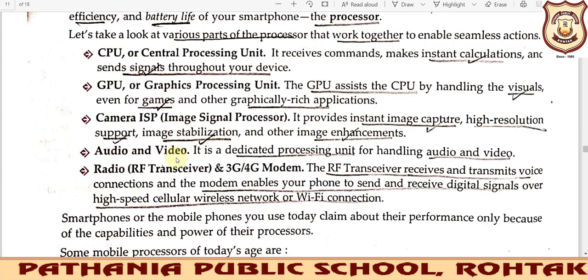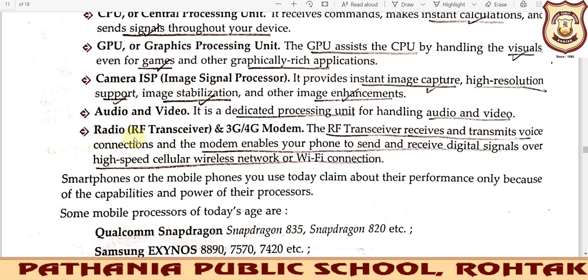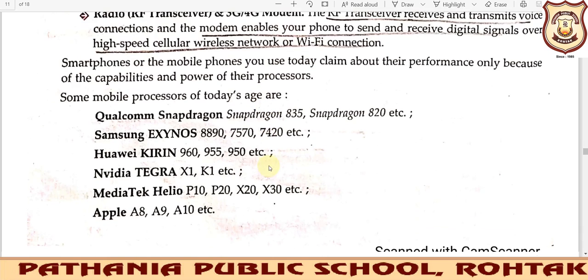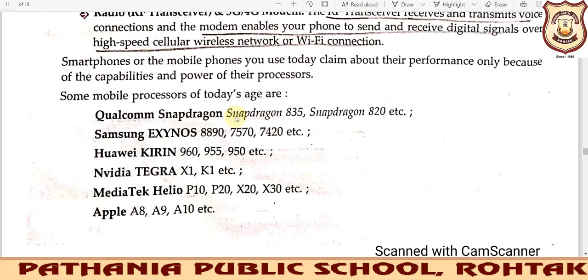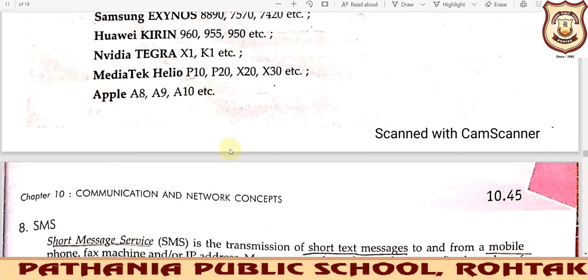And audio and videos are also handled by these processors. Okay, then radio frequency transceivers are there, 3G 4G modems are there. Modems we have discussed. Fine. So these are various examples of today's mobile processors. Fine, you may learn them. In different types of mobile phones we have different processors, so you can learn one or two examples for them.